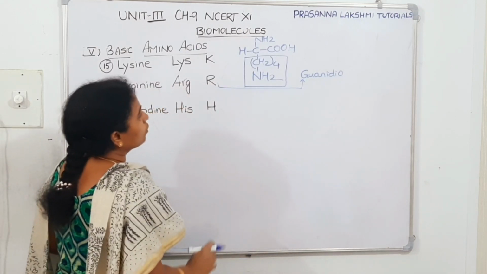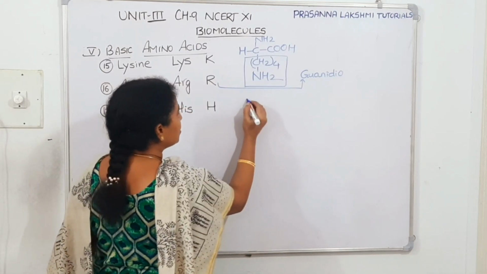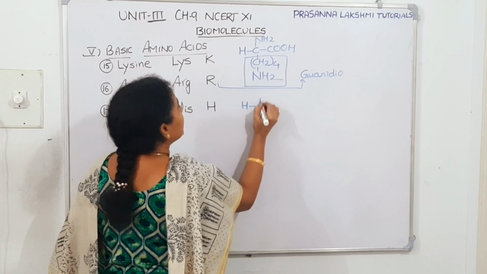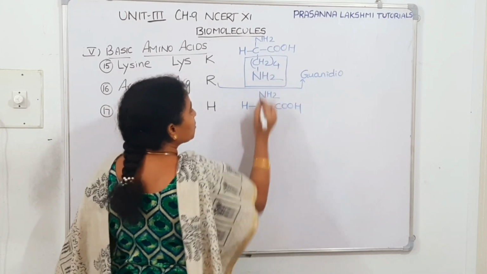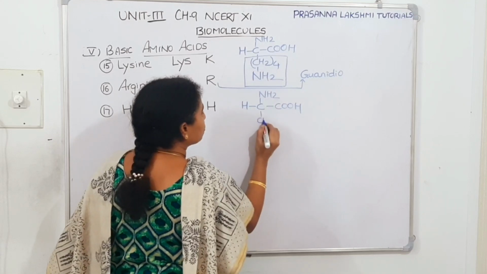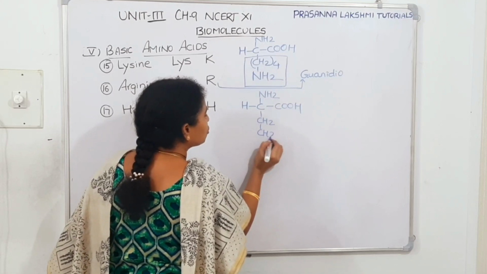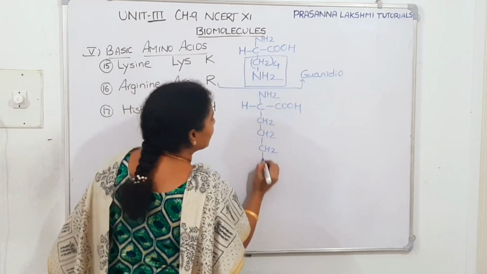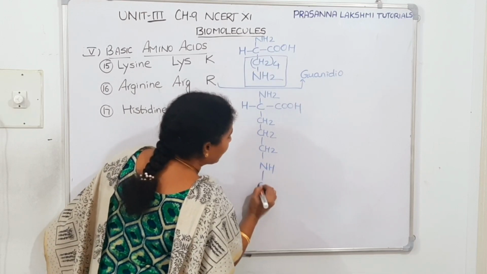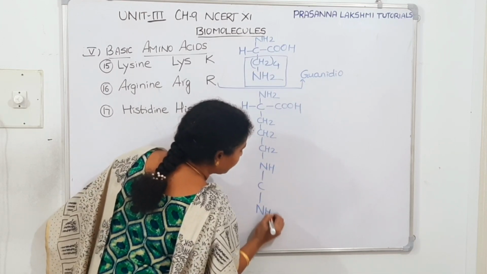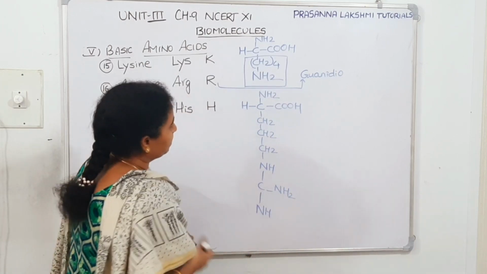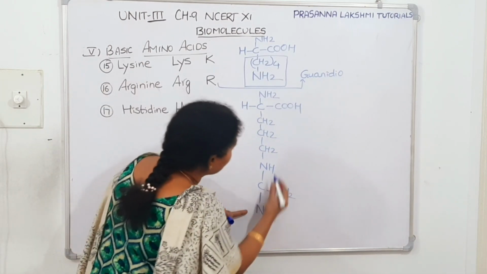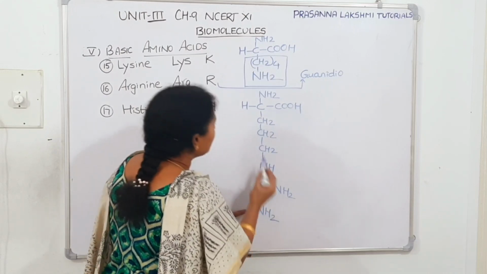The R group is the guanidino group. So I'll write the structure of arginine here. Follow it. Take an amino group, bring the carboxylic group. Split the 4 carbons into CH2, CH2, CH2. Then the guanidino group means 1 nitrogen, 1 carbon surrounded by 3 nitrogens.